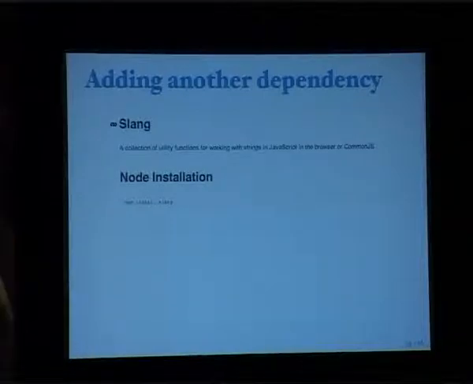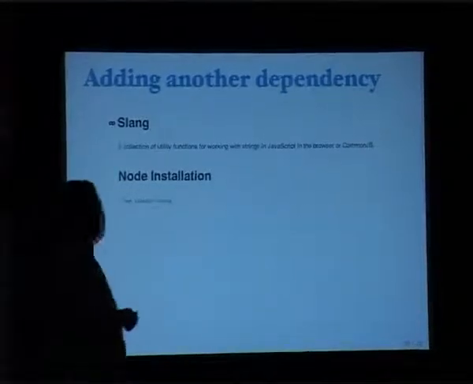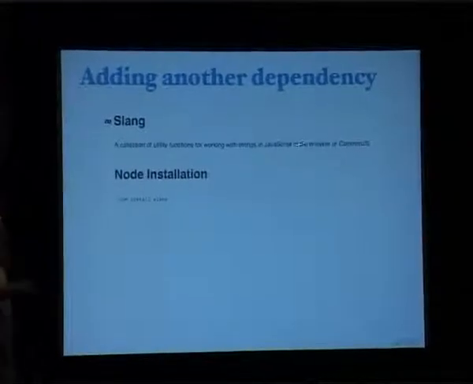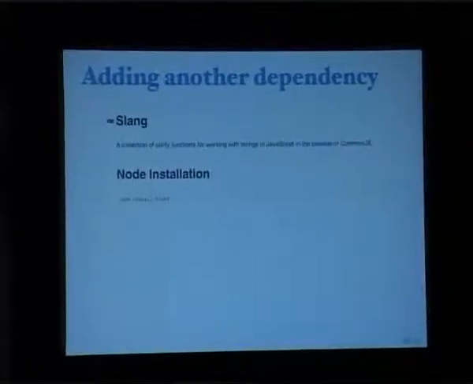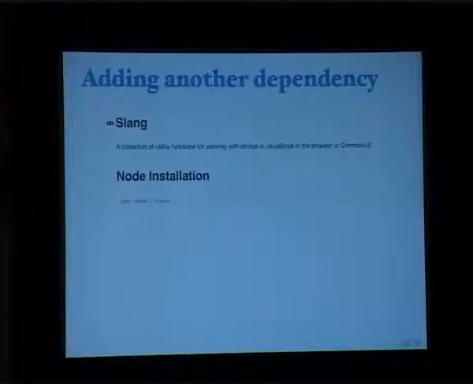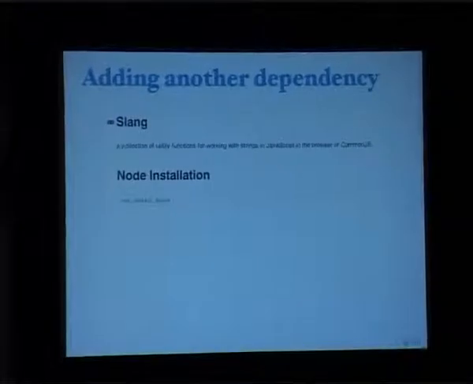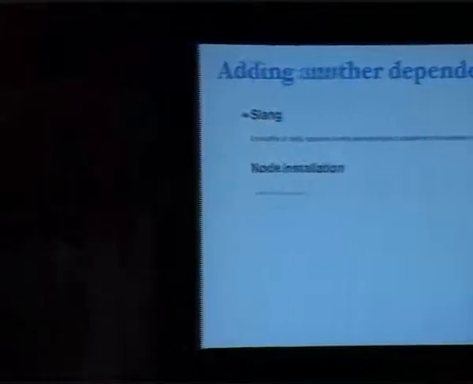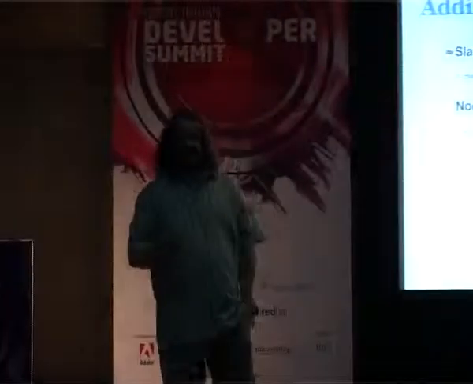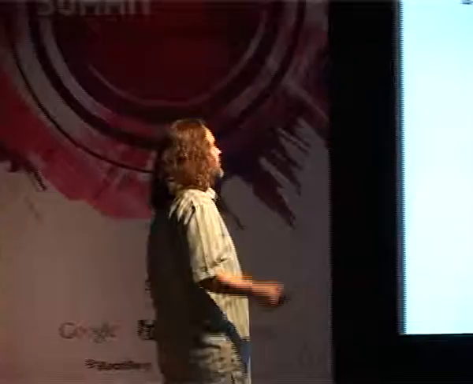Let me bring in another dependency. Slang. Slang's a fun little library that has a bunch of string manipulation capabilities in JavaScript. And what I like about Slang is you can run it either in browser or CommonJS. This means we can either run it in Node.js for server-side capabilities or through Require.js for client-side capabilities. I like libraries that give me the flexibility to do both. Because a module is a module is a module at the end of the day.